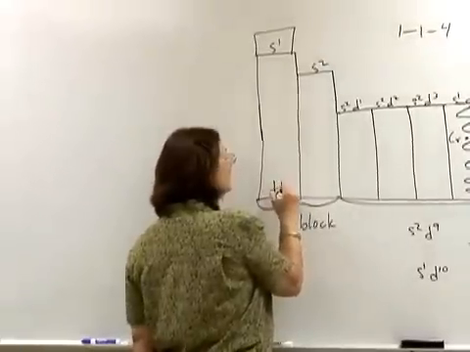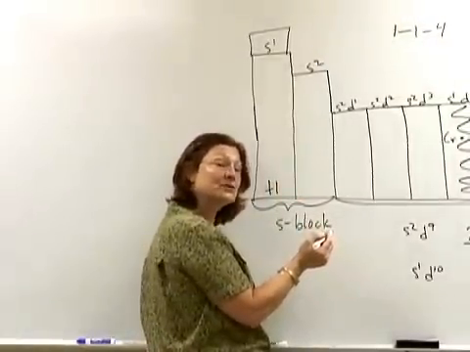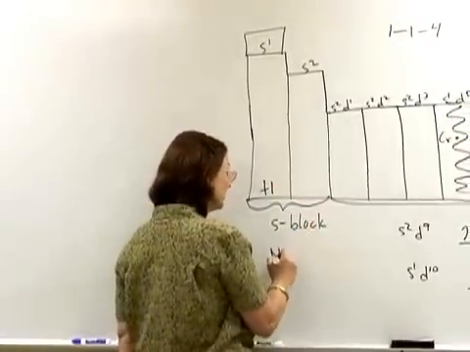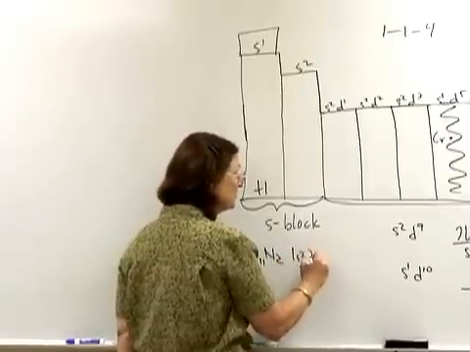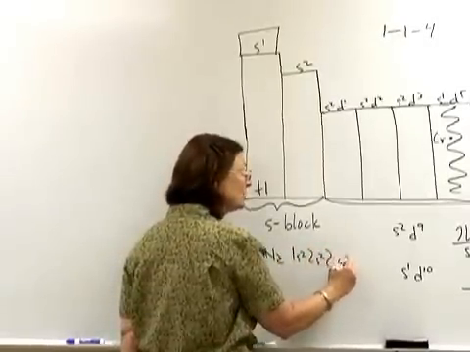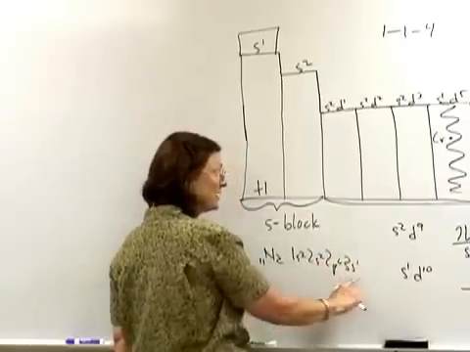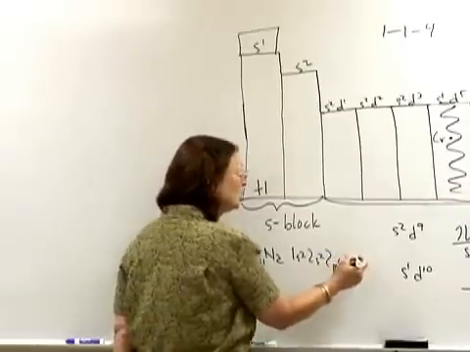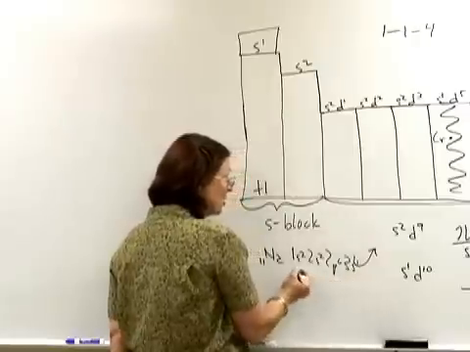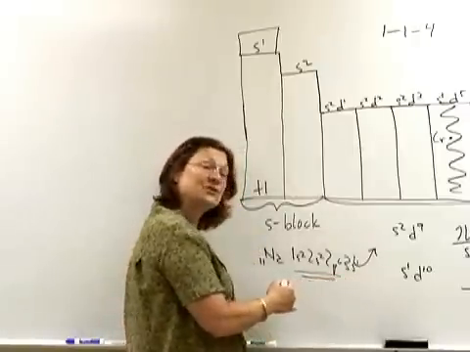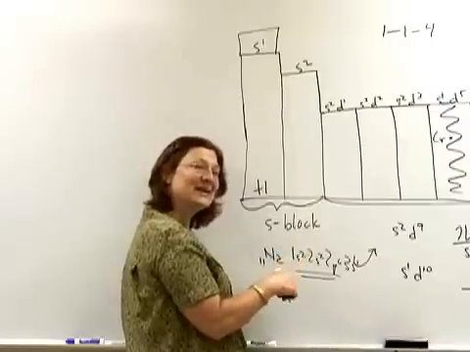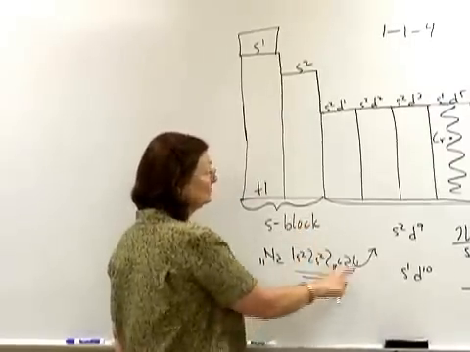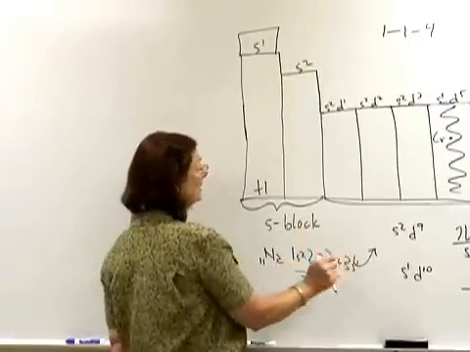The first column is +1. It will lose 1 electron. When I look at sodium, which has atomic number 11, it goes 1s2, 2s2, 2p6, and 3s1. When it loses this 1 electron, what's left is an electron configuration that looks just like neon, a noble gas, and that's what they like to do. It's lower energy by losing this one electron.